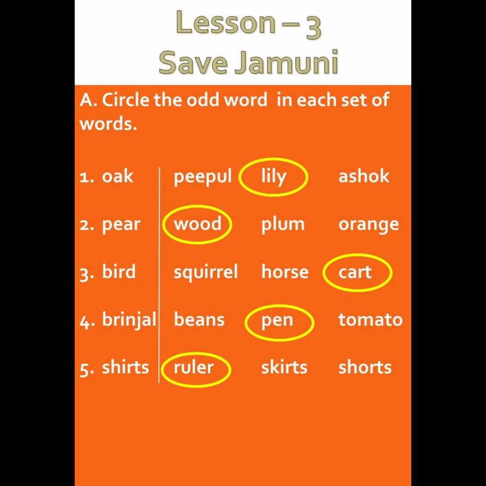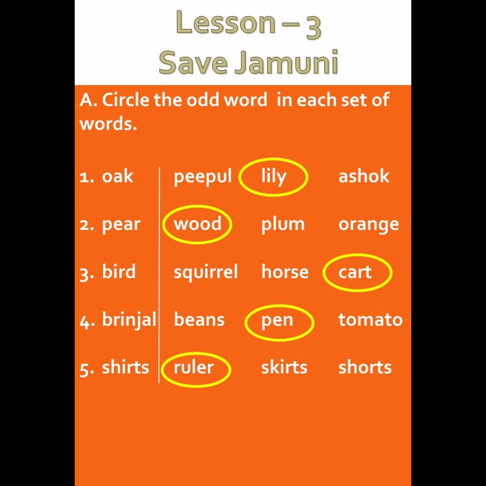Look at the first one. All these are names of trees. But one is the odd one. We have to find the odd one. Oak, peepal, lily, Ashoka. Which one is odd here? First one has already been done for you. Lily. Lily is name of a flower. Number 2 is pear, wood, plum, orange. Pear, plum, orange are names of fruits and wood is the odd one. Circle the word wood.